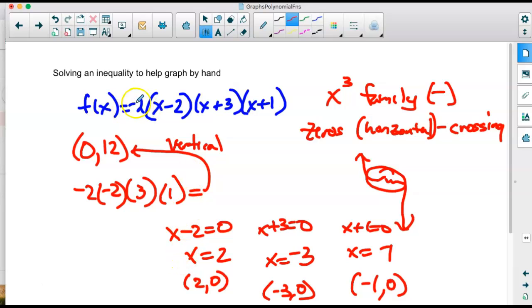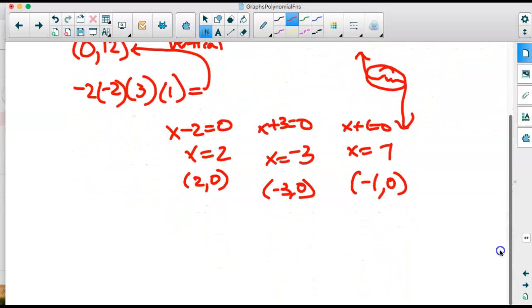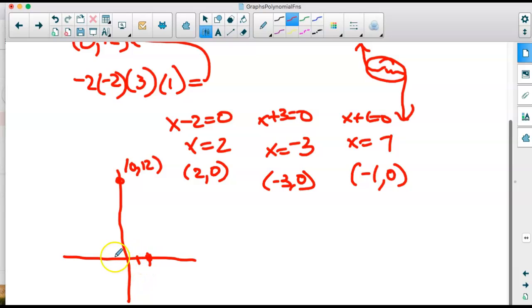We know it goes down because of the -2. We know the vertical one, so we kind of have a graph or an idea of what the graph looks like. Okay, so we know it crosses at 12 up here, 0, 12. We know it crosses at 2, 2. We know it crosses at -3. We know it crosses at -1. So we know all of those points that it crosses, and we know that it has to come down first.